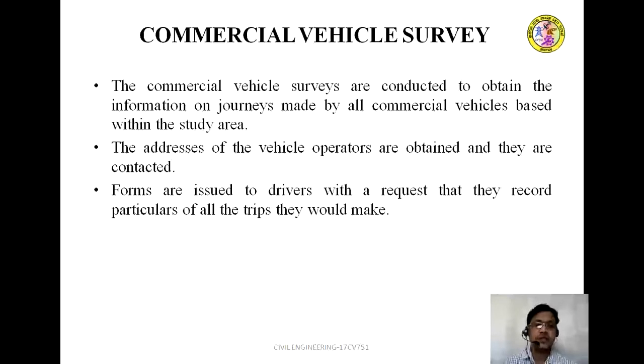Moving on to the next point, this commercial vehicle survey addresses the vehicle operator, who has been contacted. So we can have questionnaires for the vehicle operator so that we can have the survey information for the commercial vehicles. The forms are issued to the driver with a request that they record the particulars of all the trips they make. It means we set some questionnaires so that the drivers can answer those queries and give the trip information for the interviewer.